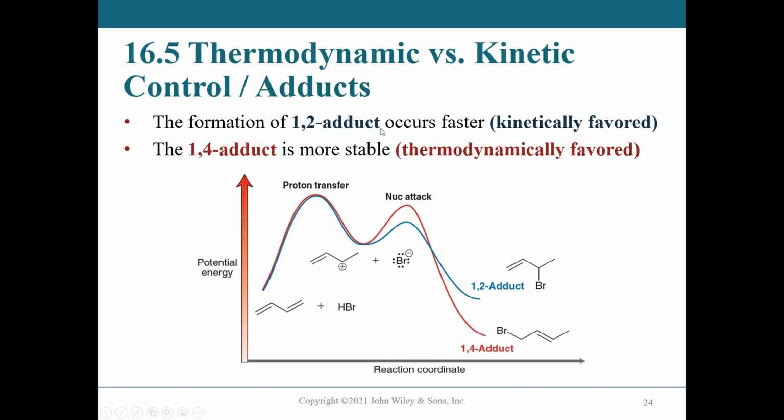So the 1,2 adduct occurs faster, kinetically favored. So that's kinetically favored because it's a faster one, but the 1,4 is more stable, it's thermodynamically favored. So if there's a higher temperature, it'll be more likely to go through some thermodynamic transitions to get the 1,4 adduct.